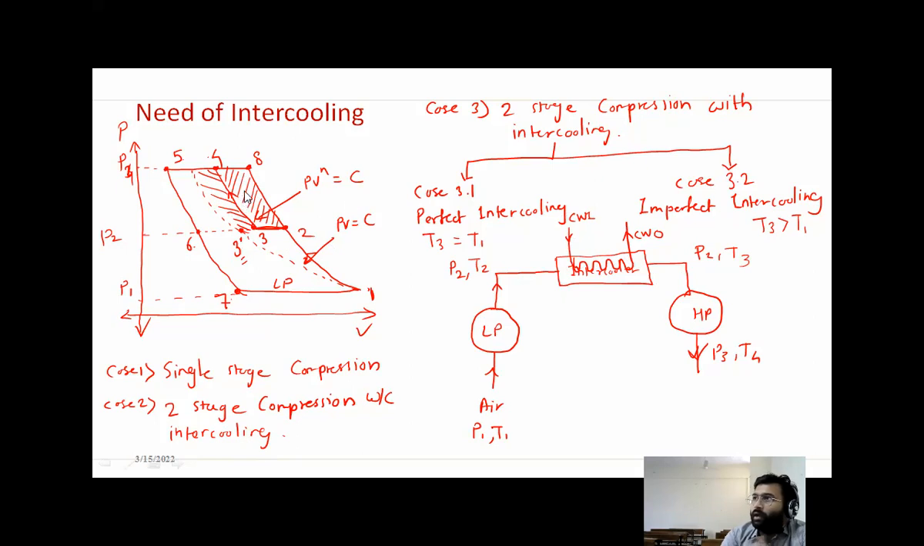Okay. Now then comes the next question: perfect intercooling and imperfect intercooling. If it is imperfect intercooling, that means T3 is greater than T1. Then point number 3 lies somewhere here. There is a constant temperature line; I will draw it. From 1, I draw a constant temperature line. For perfect intercooling, the constant temperature line will pass through point number 3. So this is a constant temperature line from 3 again to 4. If it is imperfect intercooling, then point 3 will lie somewhere inside here.